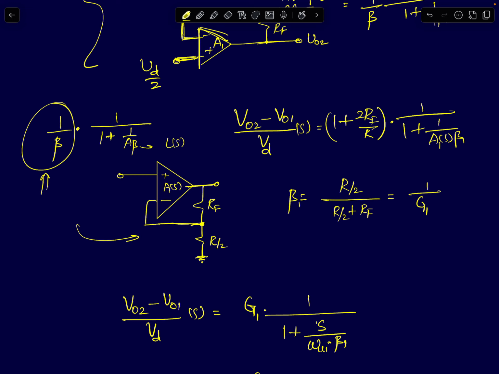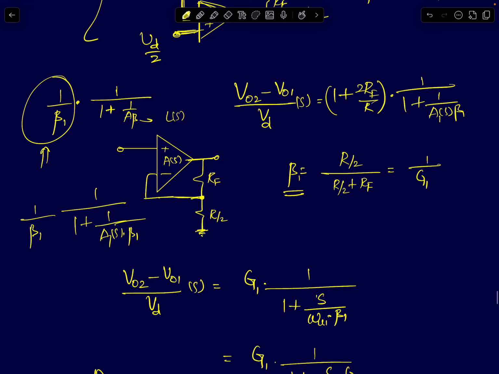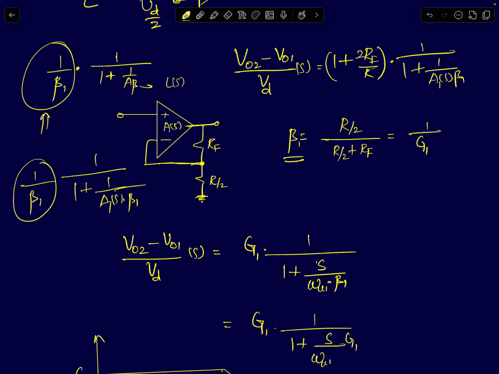We called beta 1 the feedback factor in the first stage. So I'll write it as 1 by beta 1 times 1 by 1 plus 1 by A1 of S times beta 1, where A1 of S is the frequency response of the first stage op-amp, the op-amp in the fully differential amplifier. I'll again use that 1 by beta 1 is simply G1. G1 is the gain of the first stage. Beta 1 is simply the feedback factor, R by 2 upon R by 2 plus RF. Take R by 2 to the denominator, and you will get 1 plus 2 RF by R, which is G1, and 1 by that is 1 by G1.